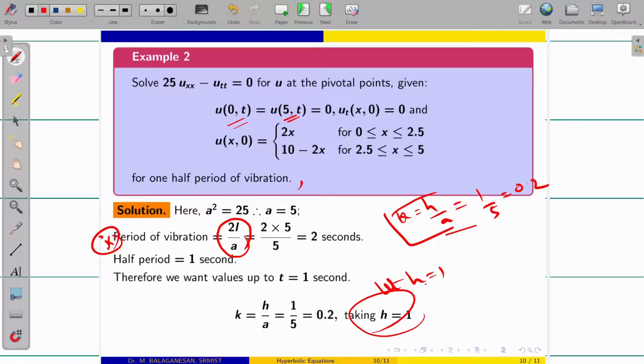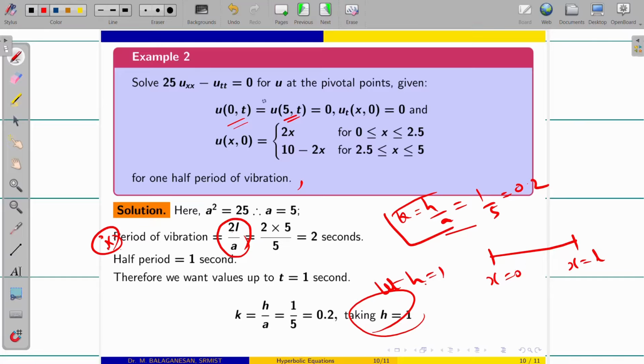Half period of vibration we have to find. So the period of vibration is 2L by a. What does L mean? X equal to 0, X equal to L. Yeah, a string of length L.